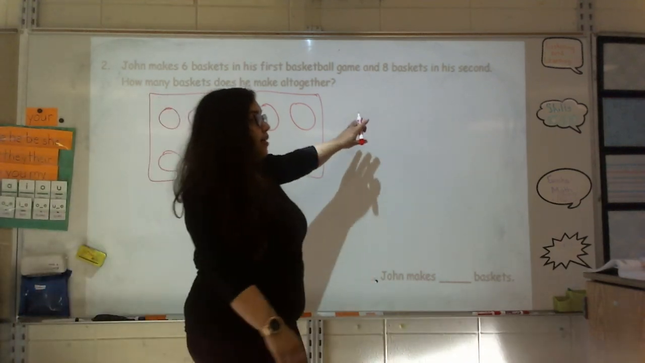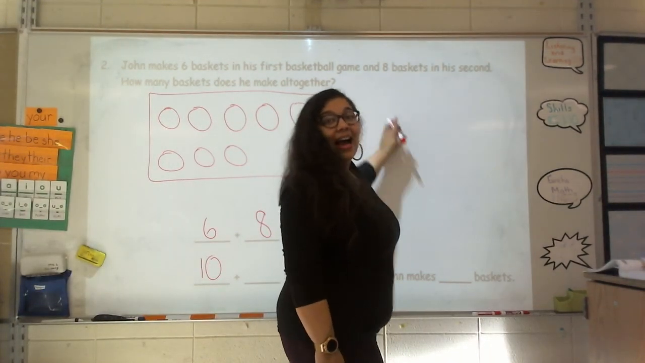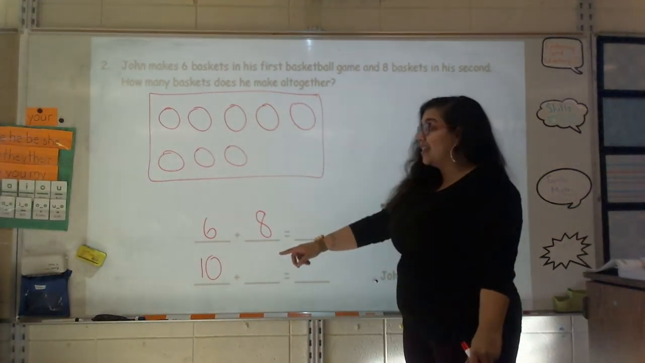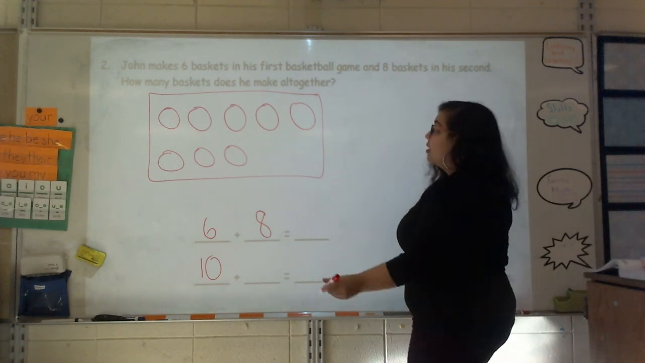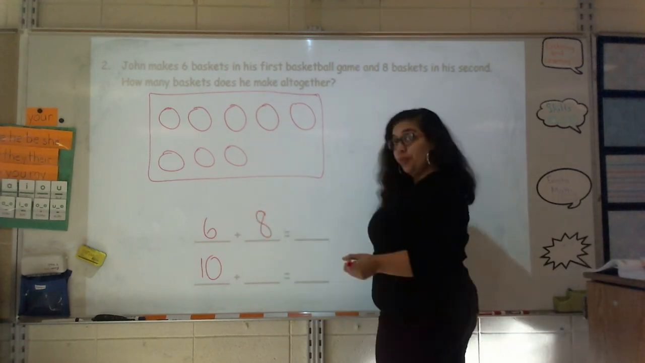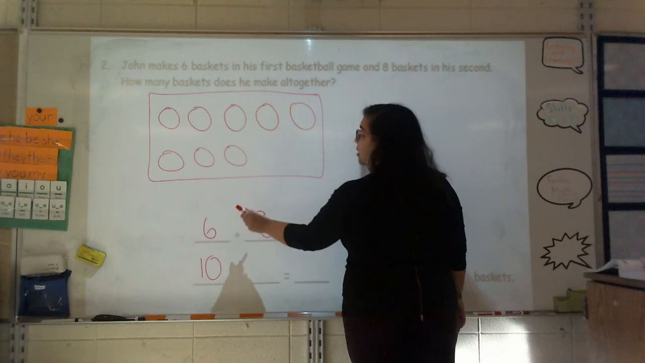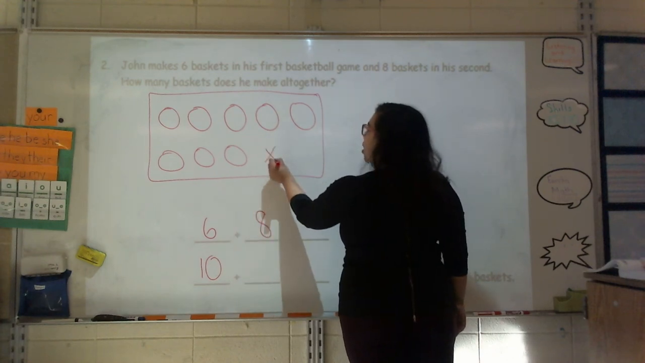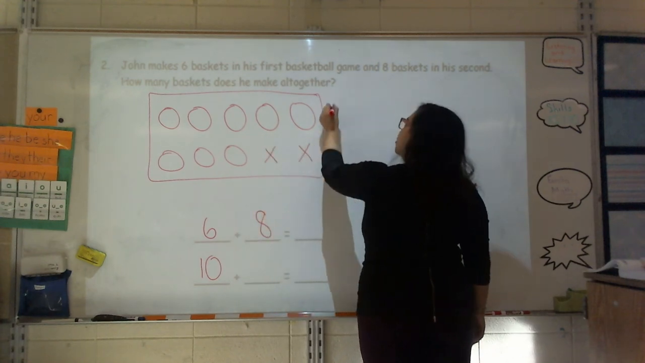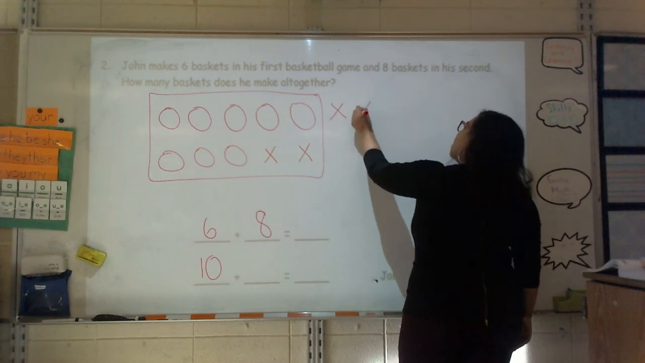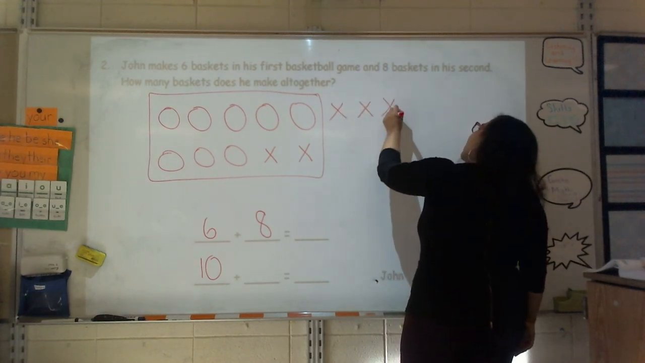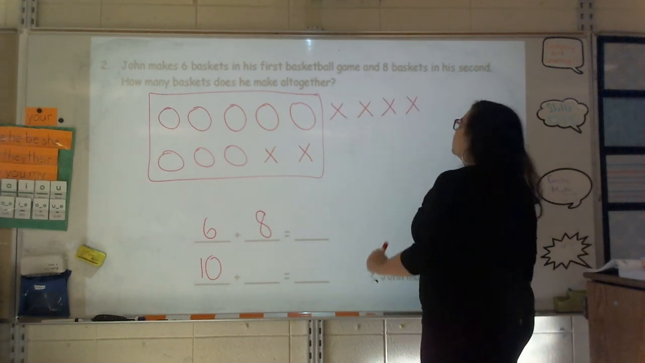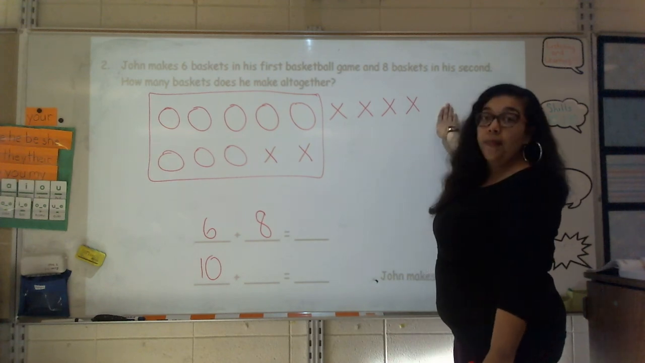Am I going to start out here? I'm not, because the strategy we're using is making 10 to help us solve. So let's start by completing this group of 10, knowing that he scored 6 baskets. 1, 2, 3, 4, 5, all right, now our picture.